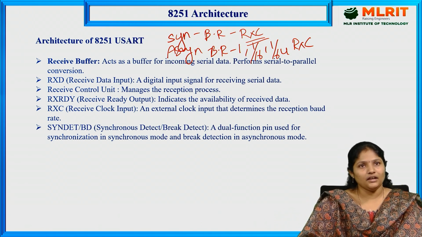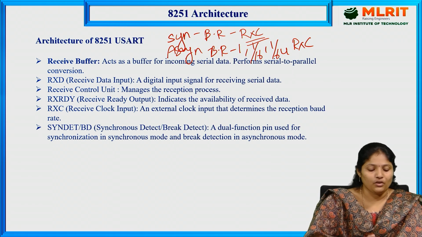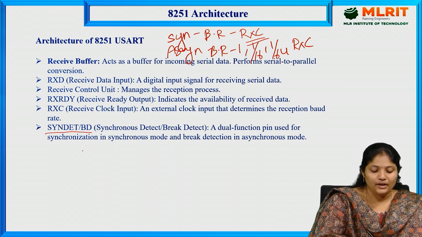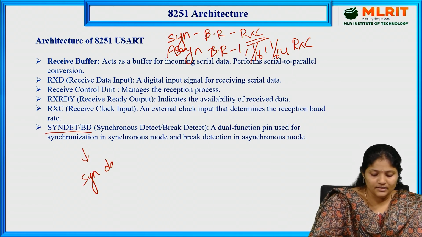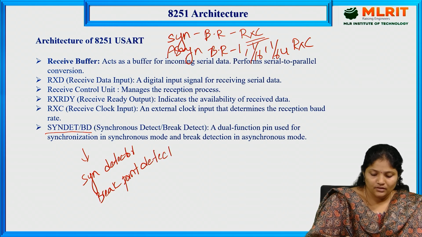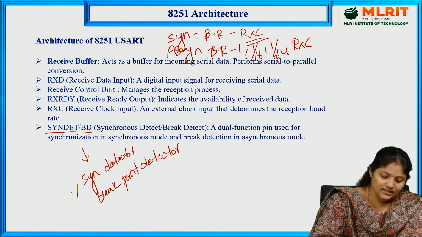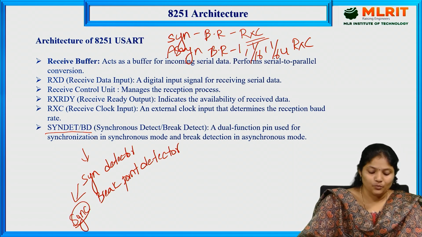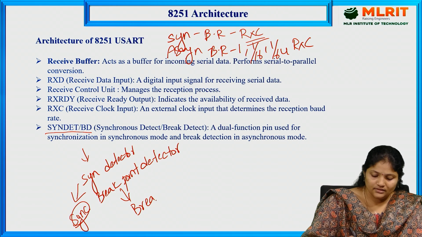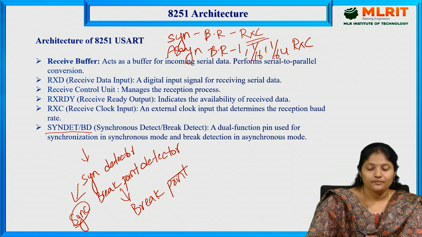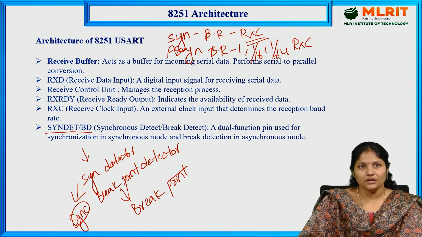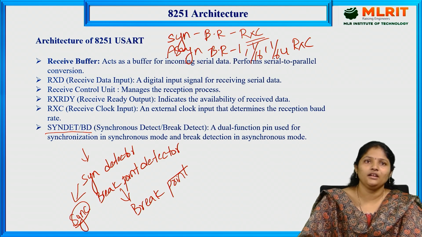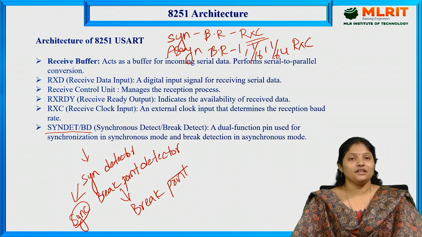Here another important pin is the synchronous detector and breakpoint detector. In the synchronous mode, this pin will detect the sync bits. In asynchronous mode, it will detect the break of asynchronous data. So it is used to detect the synchronous bits of synchronous transmission and break bits of asynchronous transmission.